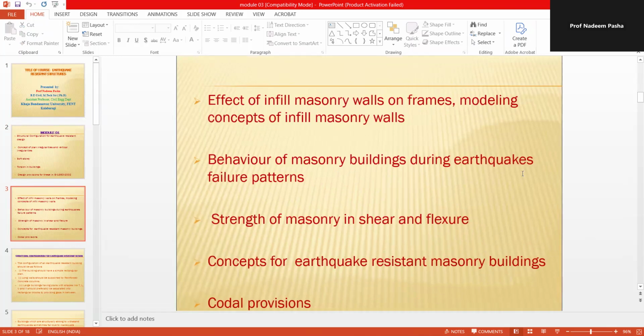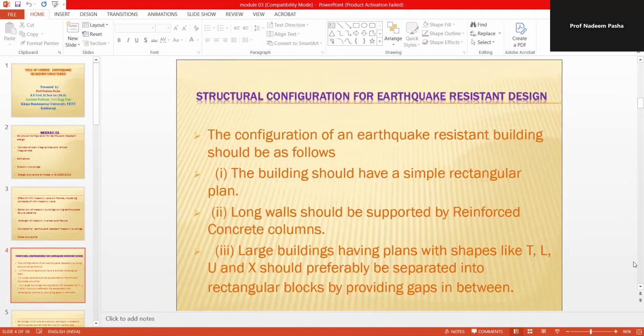So what is the effect of infill masonry walls on frames? Modeling concept of infill masonry walls we need to study. Next, we have to study behavior of masonry building during earthquake, failure patterns. Next, strength of masonry in shear and flexure. Next is concept for earthquake resistant masonry buildings. Finally, codal provisions. So we'll start with structural configuration for earthquake resistant design.